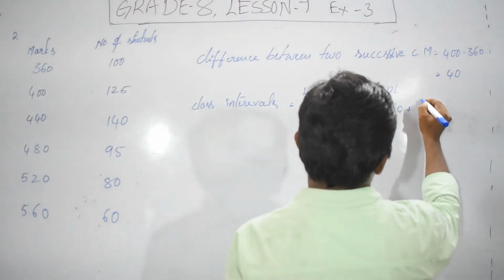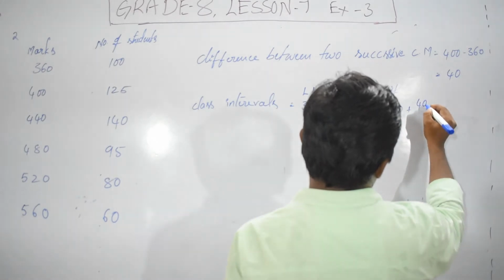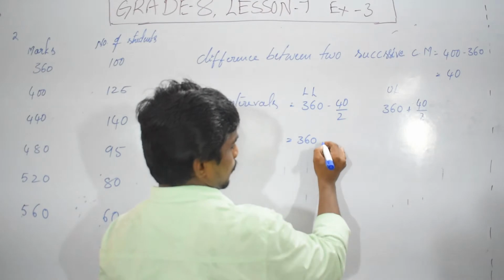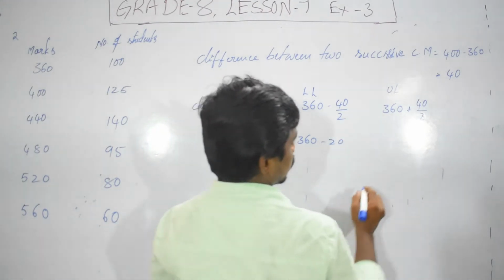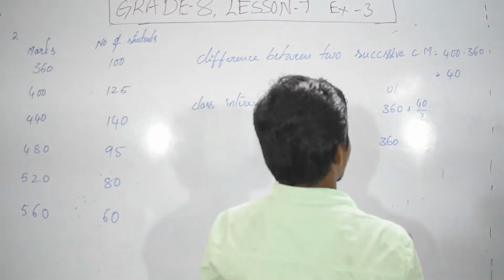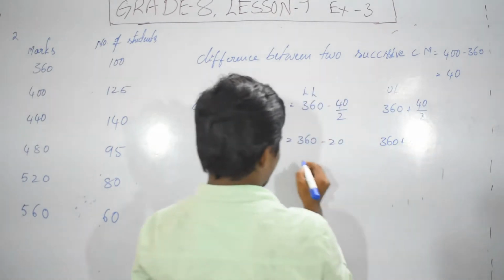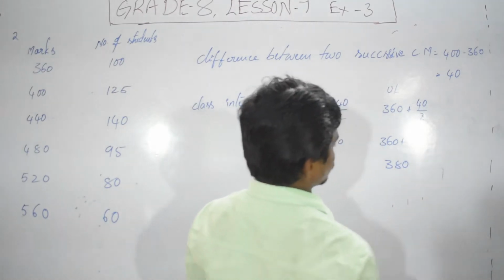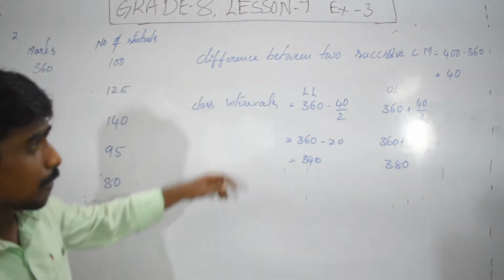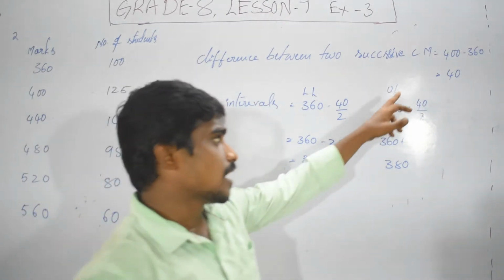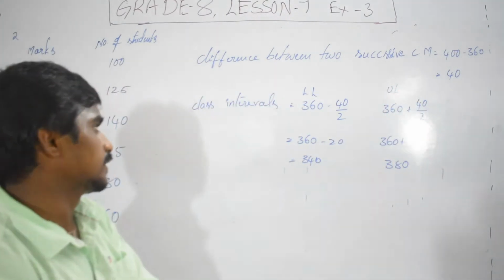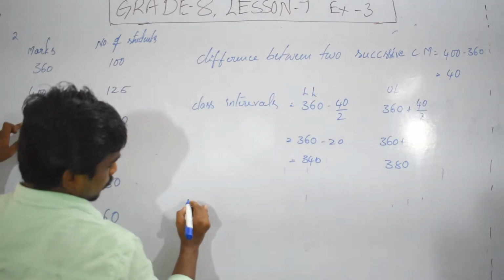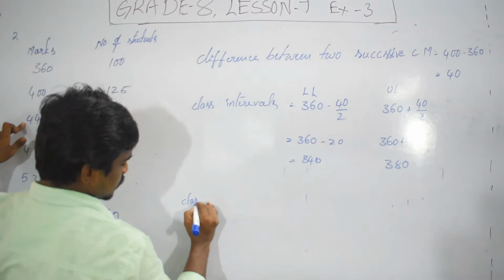plus 40 by 2. Here 360 minus 20, 360 plus 20, so 340, 380. See, now the lower limit is 340 and the upper limit is 380. Next class interval.